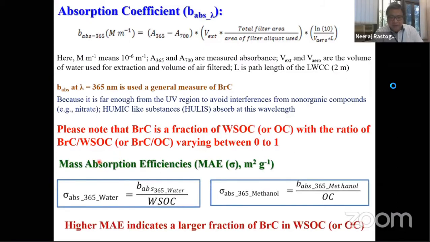And then you calculate mass absorption efficiency using these two formulas. If it is water, you are calculating like this, absorption coefficient by WSOC, and if it is methanol, you are using like this. Here also we will remember that the higher the MAE, the larger the fraction of BRC in WSOC or OC, depending upon what solvent you are using.